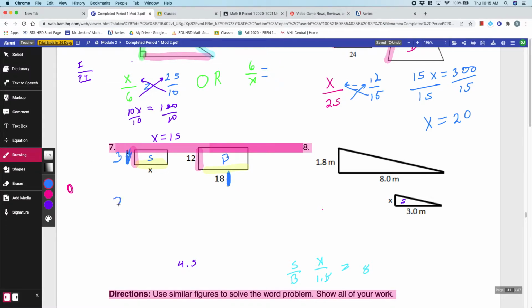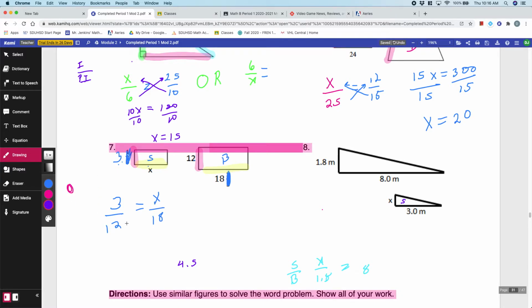If I want to do this 3, this 3 represents this pink side right here. I have to match it up with this pink side over here, which is 12. So I'm going to have 3 over 12. Then over here, I'm going to have that equal to x over 18. So now, one more time, small pink to big pink equals small yellow to big yellow.